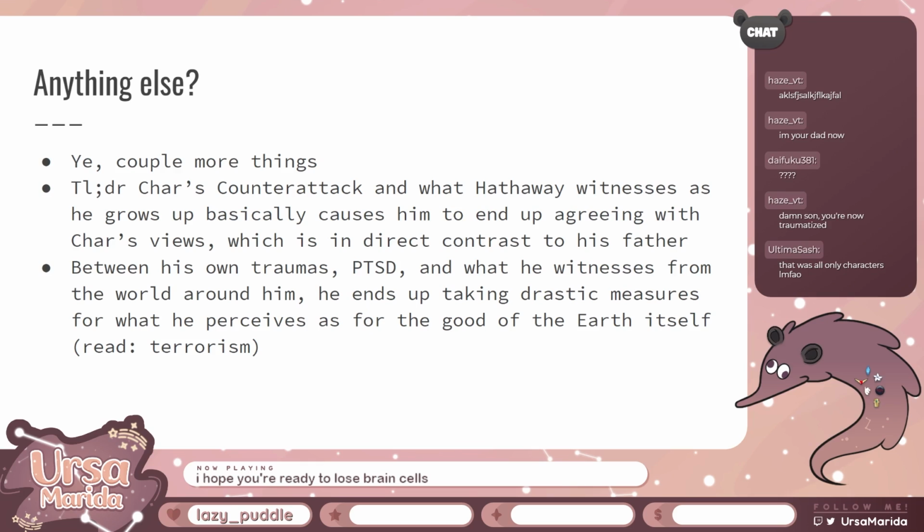TLDR, Char's counterattack and what Hathaway witnessed as he grows up basically causes him to end up agreeing with Char's views, which is kind of not what his dad wants for him. And between all of that and his PTSD, he decides that drastic measures are necessary for the good of the planet, which basically means terrorism.